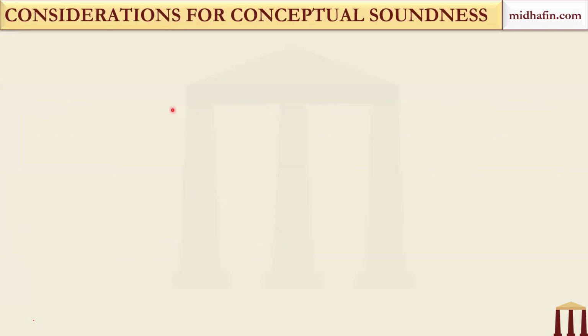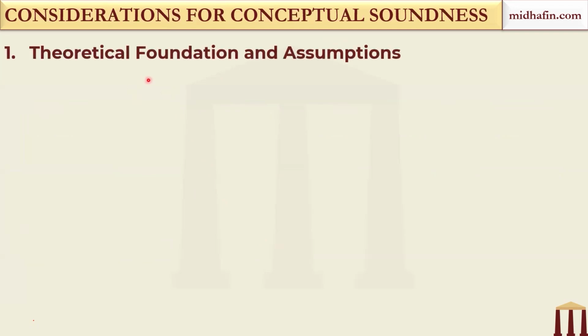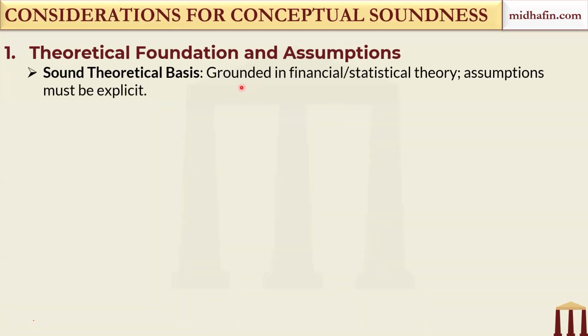Now, let's talk about something very important when we are validating a VaR model, and that is its conceptual soundness. Is the model even built right in the first place? Let's start with the first point, theoretical foundation and assumptions. First, the model needs to have a sound theoretical basis. We are not just randomly plugging numbers into Excel. There has to be a solid financial and statistical foundation behind it, like assuming normal returns or independence, and we need to be very clear about those assumptions.